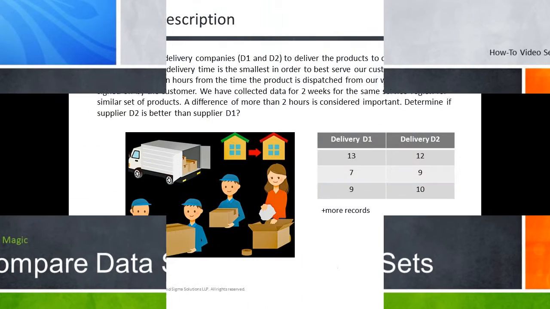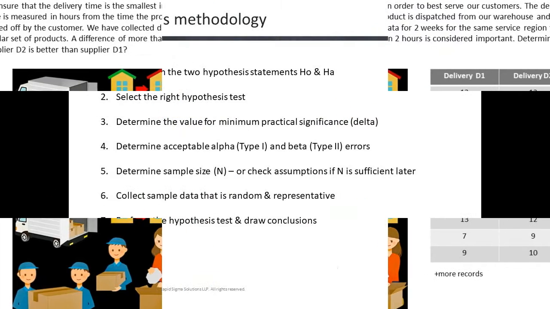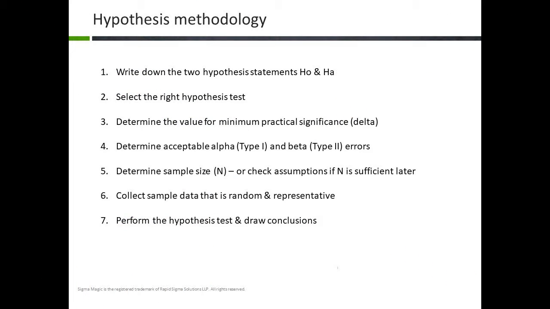Let's take an example of comparing the delivery time of two companies, D1 and D2. We want to check whether company D1 has a greater delivery time compared to company D2. 2 weeks of data was collected with a minimum sample size of 56 data points. We will use the following hypothesis methodology to solve this problem.